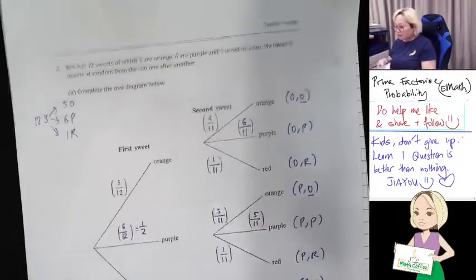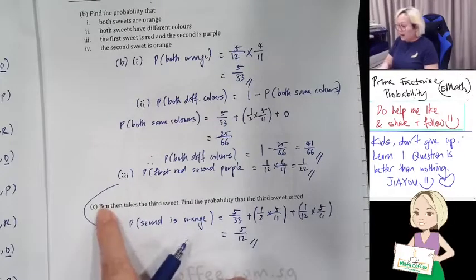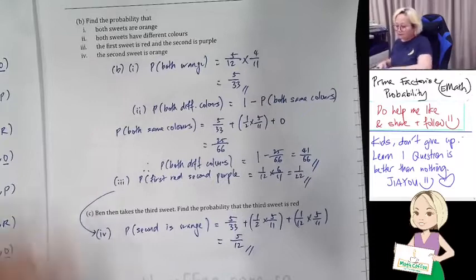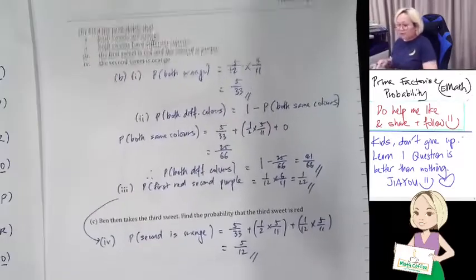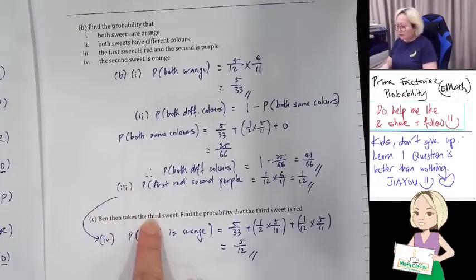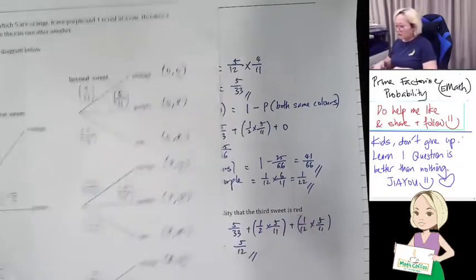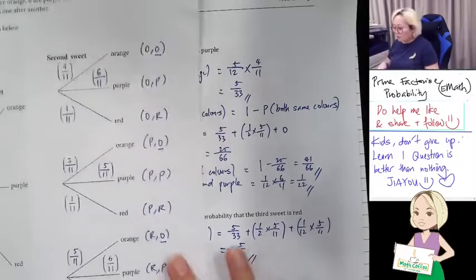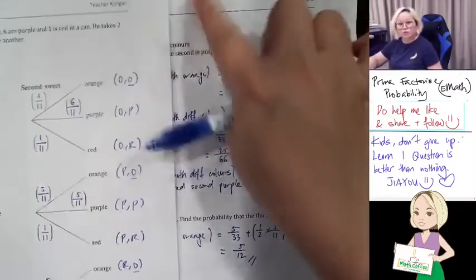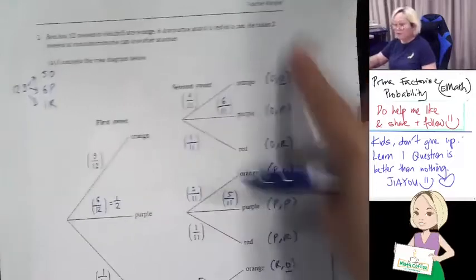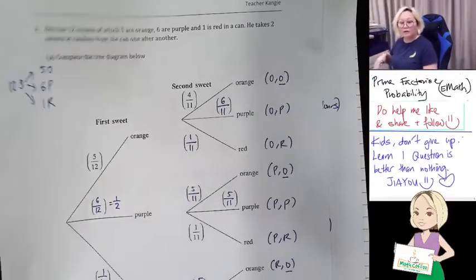Okay, so let's come back to look at the last question, which is a tough one. So they say, now Ben is going to take the third sweet. They say, find the probability that the third sweet is red. Then you say, huh? Wow. Thinking, then you may think that, wow, I have to draw a third sweet column and then branch.